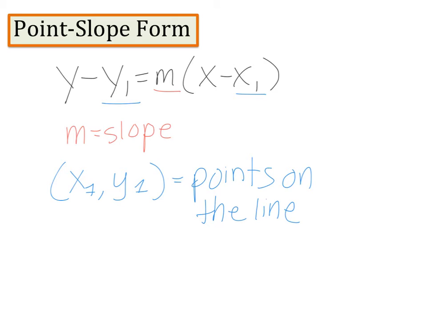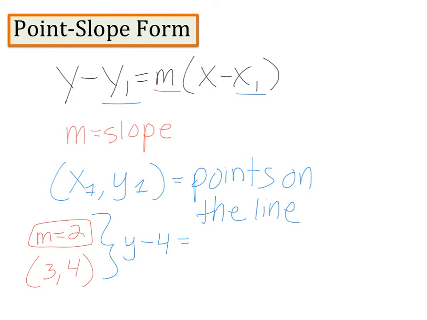So for example, let's say that you are given a slope of 2 and you are given the point 3, 4. And you're told to use this information to write the equation of a line. Well, we can use point slope form to write that. So we're going to have our y minus our y1, which here is 4, is going to be equal to our slope, which I defined as 2. We'll have an open parentheses, x, and then our minus our x1, which is 3.